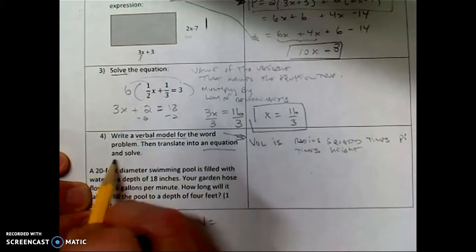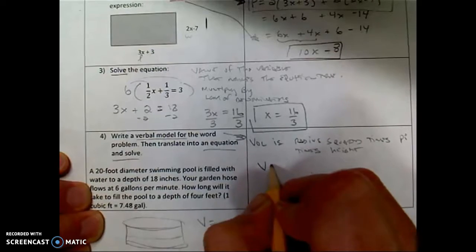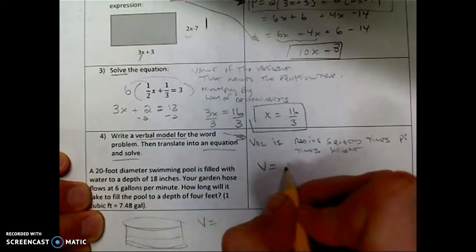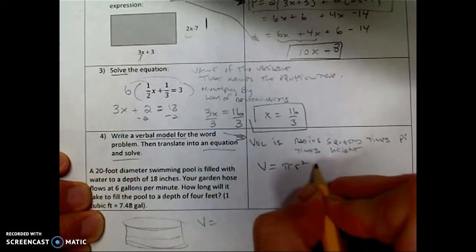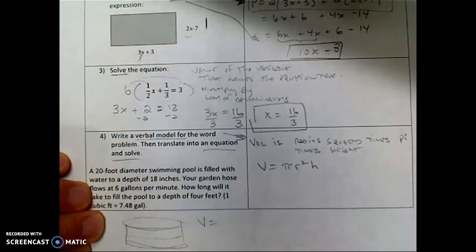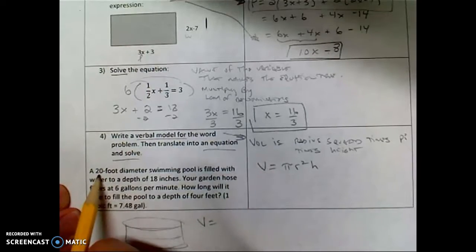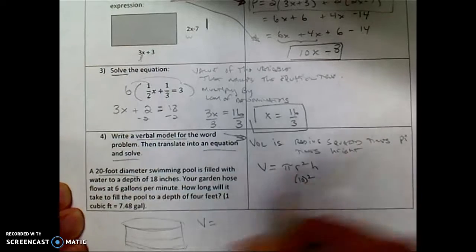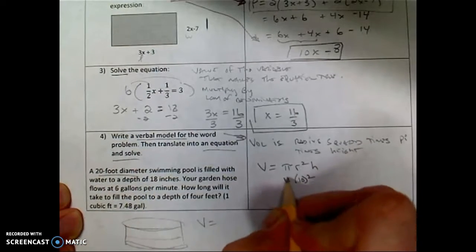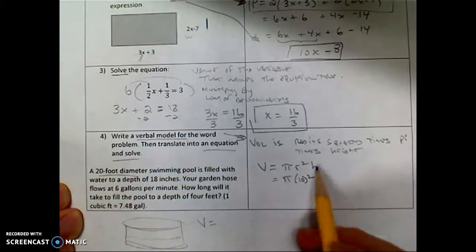Now let's translate it into an equation. So the volume is pi times radius squared times height. Excellent. Let's go fill in some of these numbers. I have a 20-foot diameter, which means my radius is 10. Pi is a constant. Now the height.